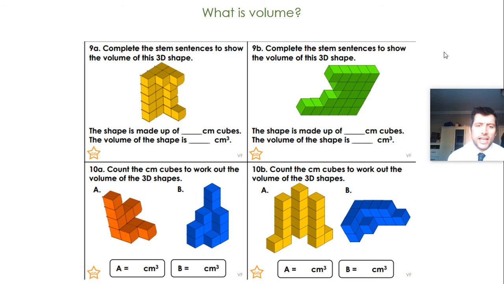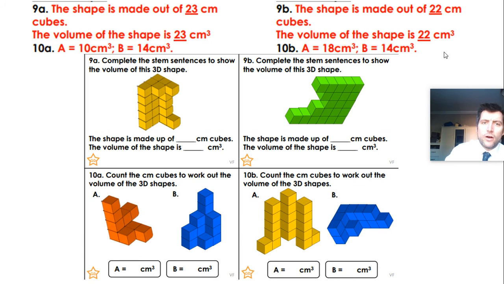Right, guys, have a look here. So this we can see for 9A, it is made up of 23 centimeters cubed, and consequently, its volume is 23 centimeters cubed. B is 22 and 22 centimeters cubed. 10A is 10 centimeters cubed and 14 centimeters cubed for B. And then 10B is 18 centimeters cubed and 14 centimeters cubed. So well done for working through those.